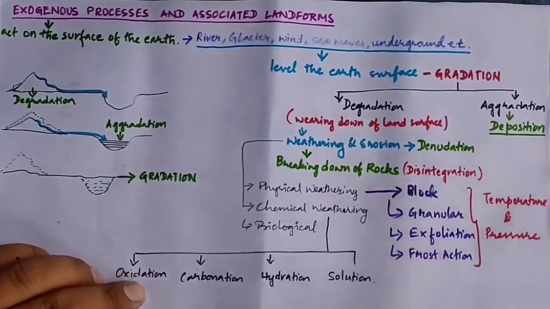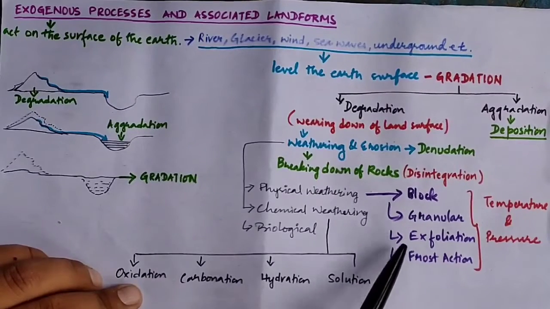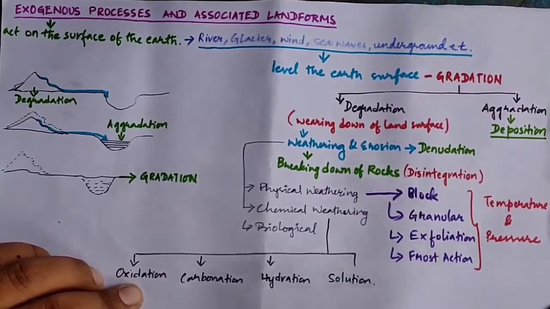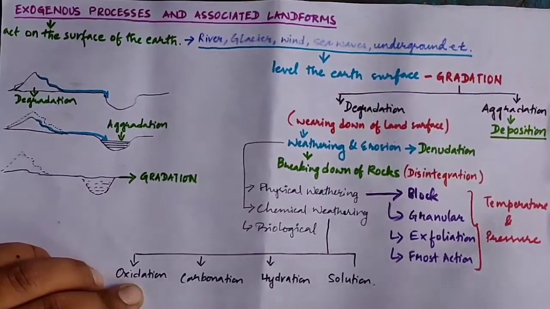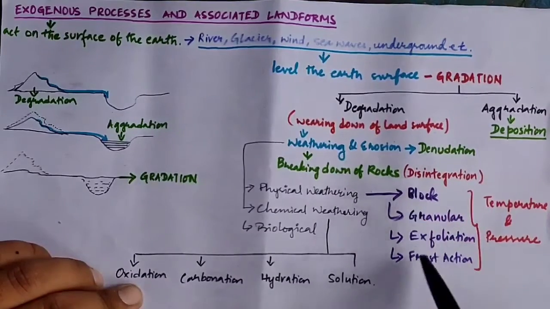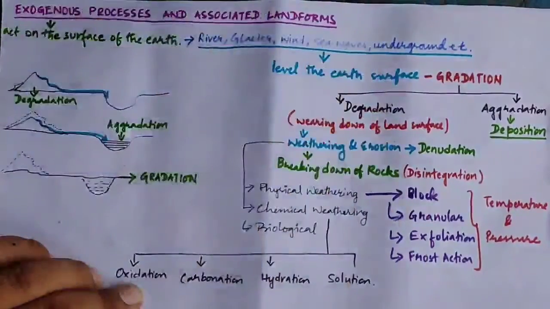It is also of different types like block disintegration, granular disintegration, exfoliation, and frost action. And all these kinds of disintegration mainly take place because of two factors, that is temperature and pressure. The change in temperature basically leads to physical disintegration or physical weathering. Now we will see this weathering also individually.